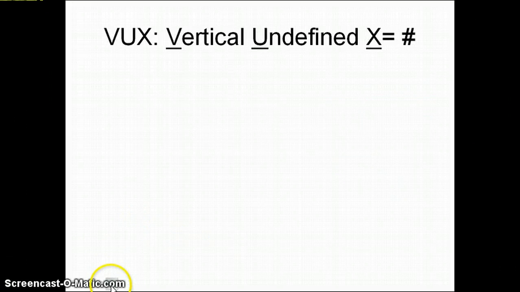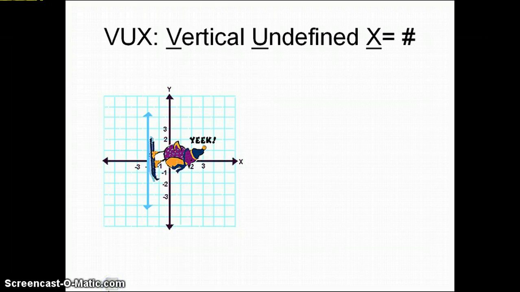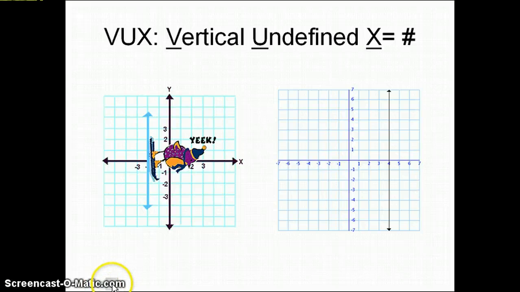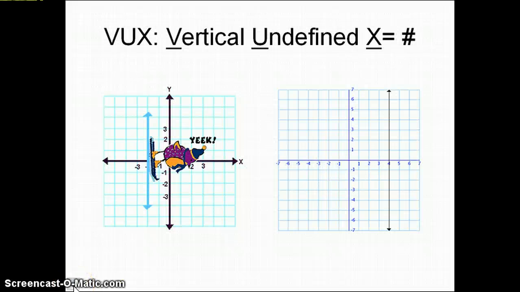Here we go for the VUX, vertical line. See this undefined slope. Nobody would want to ski down that. Snowboarders or skiers out there, that's actually considered undefined slope. Another one over here is where x is equal to 4. So we go to the x and we draw a vertical line at the 4. And those are just some quick examples.